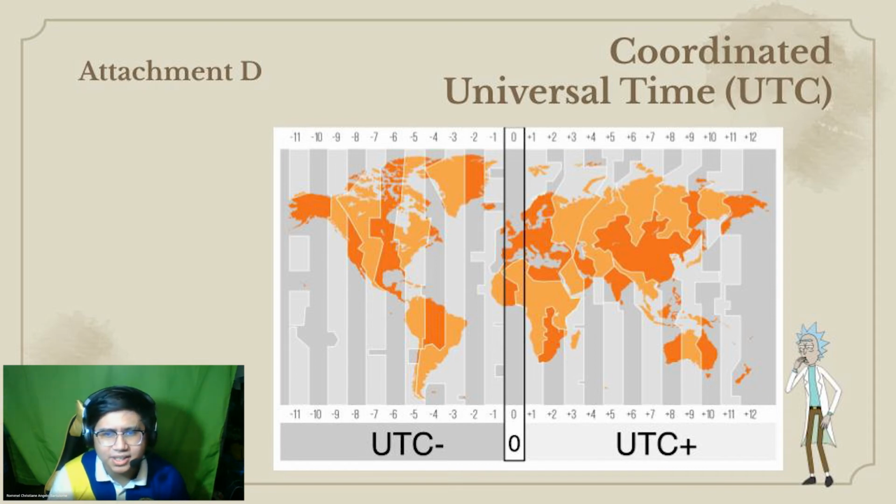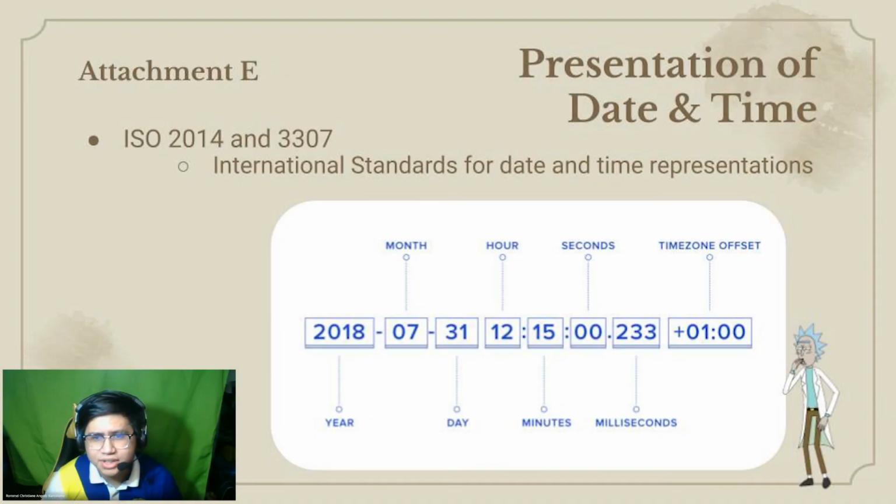This minus and plus is actually talking about hours behind for minus, and positive is actually talking about ahead. So for example, for the Philippines, we are 8 hours ahead since we're UTC plus 8. So that's how we read the unit measurement of time in universal standards. And here we have another one for date and time and year.